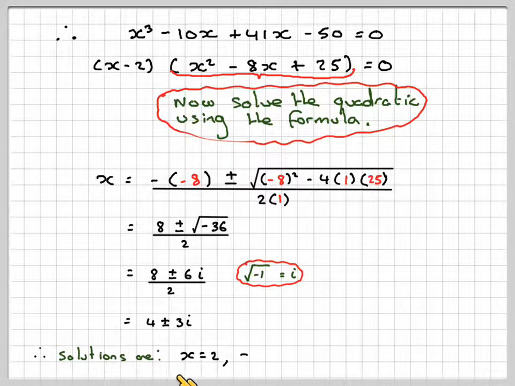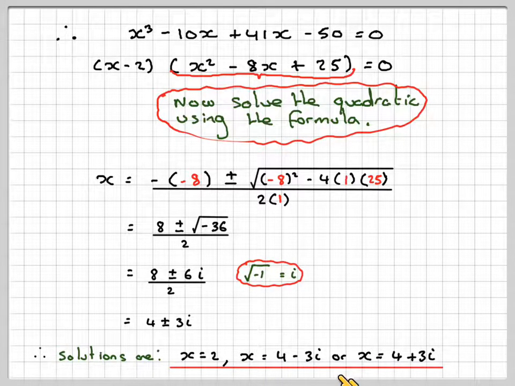Therefore, solutions are x equals 2, x equals 4 minus 3i, or x equals 4 plus 3i. Notice that you've got the complex conjugate here. These are in conjugate pairs, i.e. the same thing, but one is minus and one is plus. And that always happens when you've got a polynomial with real coefficients.